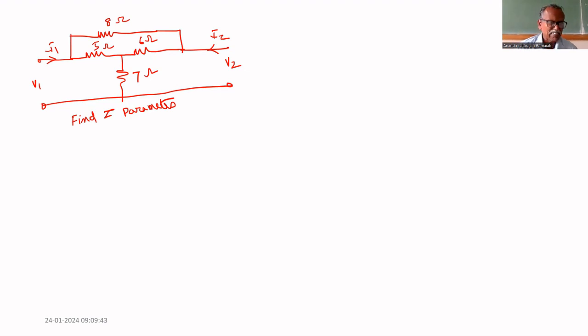Find the Z parameters. This is a special sum. That's why this is solved by using the loop current method. Why is this a special sum? How will we solve it?